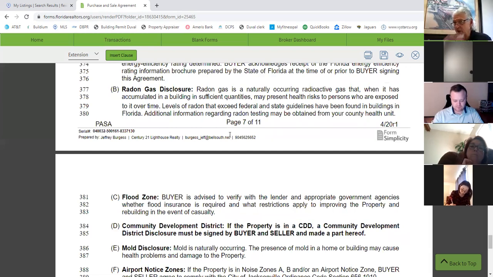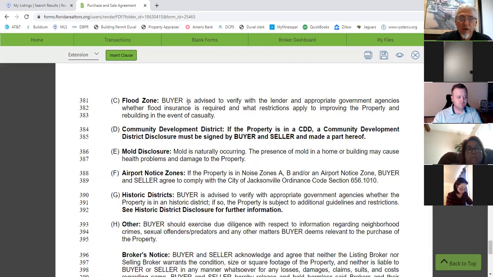But what happens is in places like Pennsylvania, where they have large mountains of granite under your house, it produces enough that it could infiltrate into your basement or into your house, and the continued exposure to that radioactivity has caused health problems. It's said to have caused health problems. That's what that's about. Flood zone.